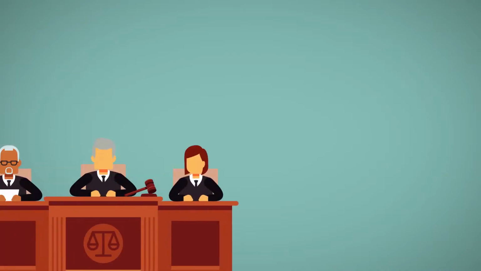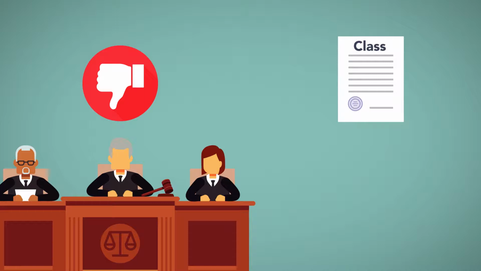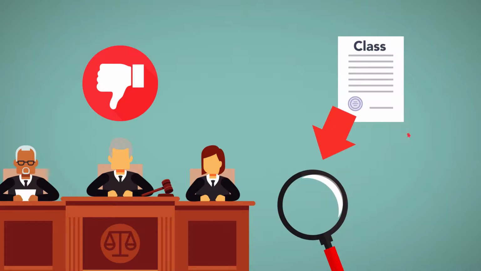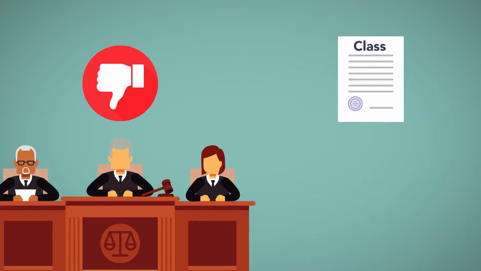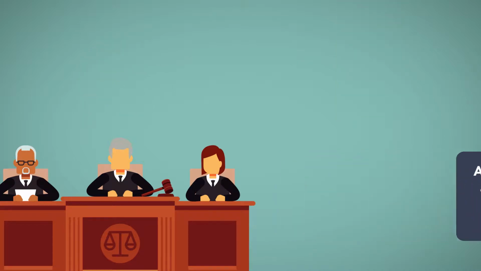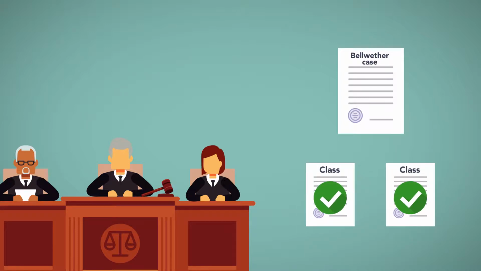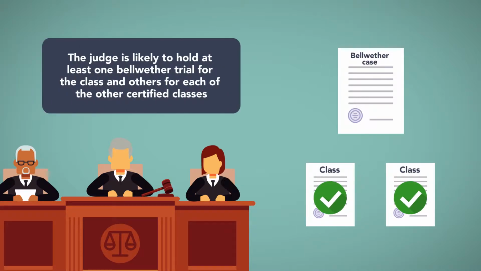Even where the MDL judge has decided not to certify a limited class within the MDL, the proposed class might still be a useful way to group cases for discovery and trial selection. The judge may have chosen not to certify a proposed class within the MDL, but still recognize that a proposed class forms a substantially similar subset of the entire set of plaintiffs. Therefore, the MDL judge may select a bellwether case that fairly represents that proposed class. Of course, if there are actual certified classes within the MDL, the judge is likely to hold at least one bellwether trial for the class and others for each of the other certified classes.